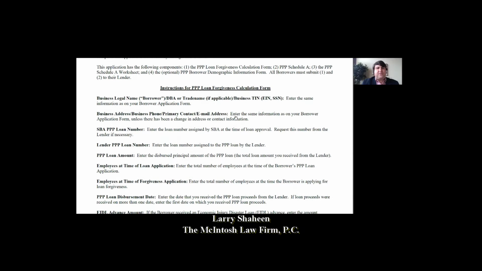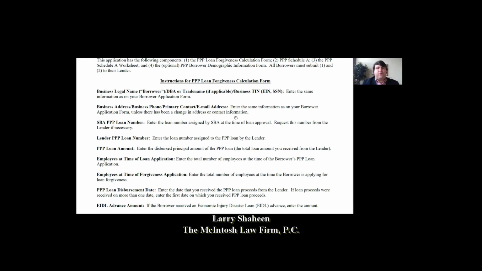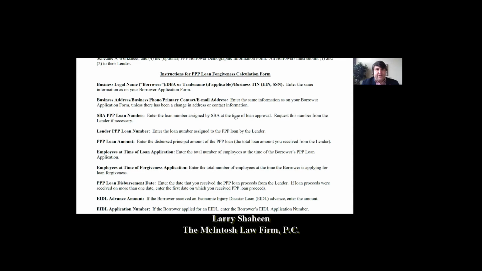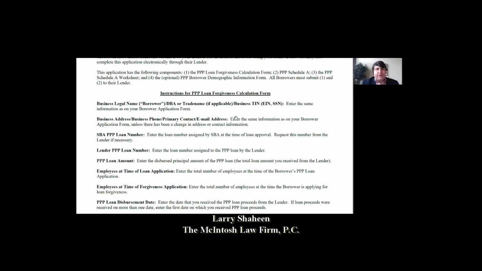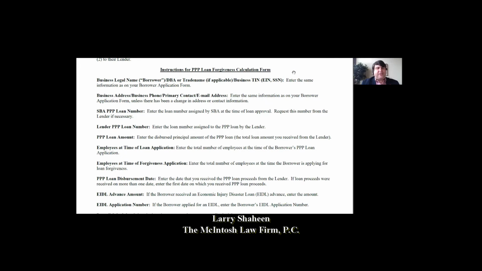Most important thing, first and foremost, is that you've got three different forms that you've got to go through. You've got your loan forgiveness calculation form, your PPP Schedule A, and the PPP Schedule A worksheet. Optionally, you're going to be able to go through a borrower demographic information form, but you do not have to fill that out, and that is not required for your lender. You do have to fill out and turn in your loan forgiveness calculation form, that's this one right here, and the PPP Schedule A, that's this one right here. You have to turn those in for forgiveness, and you have to provide all of the supporting documentation to make sure that those are actually verified and that you are able to get the loan forgiven.